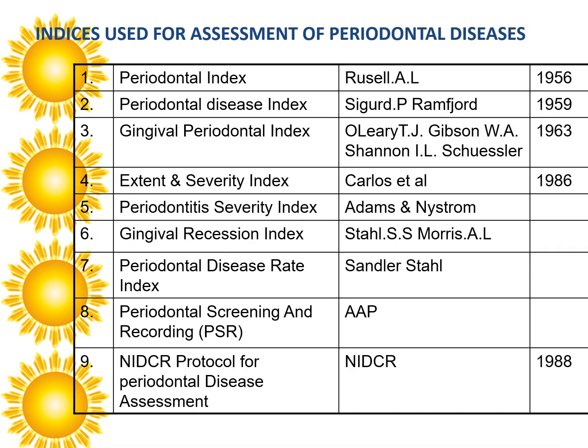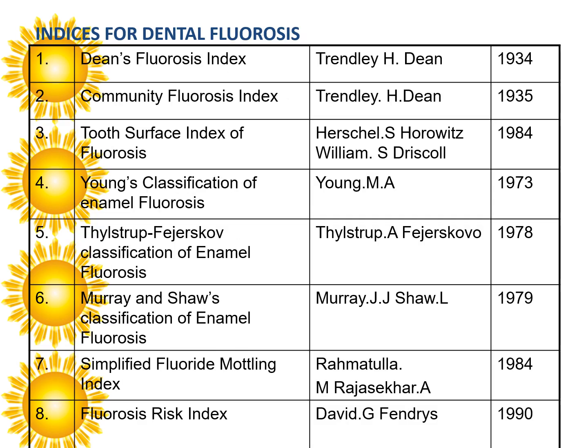And moving on to indices used for assessment of periodontal diseases: periodontal index given by Russell, periodontal disease index given by Ramfjord, extent and severity index given by Carlos, and gingival recession index by Miller are very important indices regarding periodontal disease. And the fluorosis indices are tabulated, you just go through. Out of these, community fluorosis index is very important.